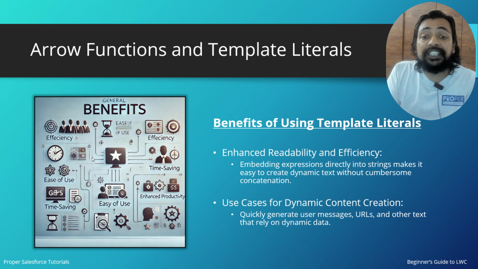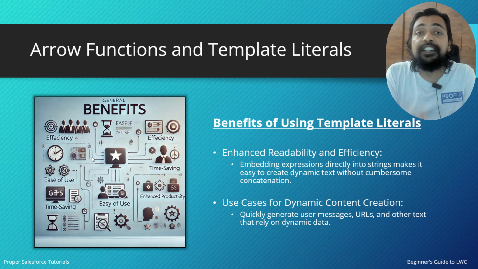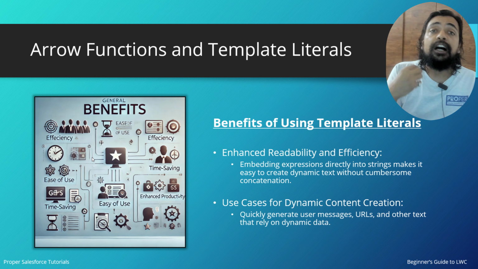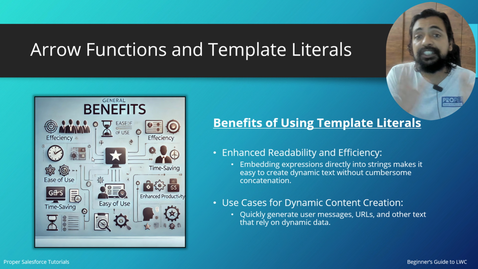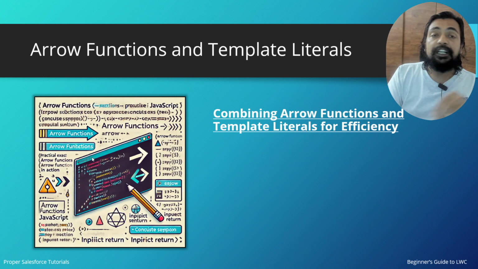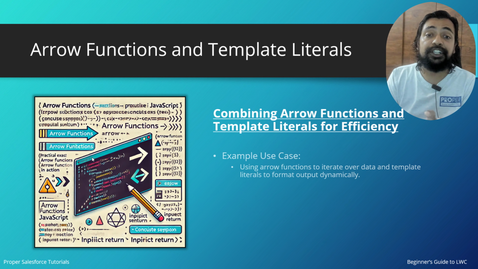Now what are the use cases for dynamic content creation? Suppose you want to dynamically generate user messages, URLs, or some other text that relies on dynamic data. In those situations these template strings are really handy. Now let me combine arrow functions and template literals for efficient code.